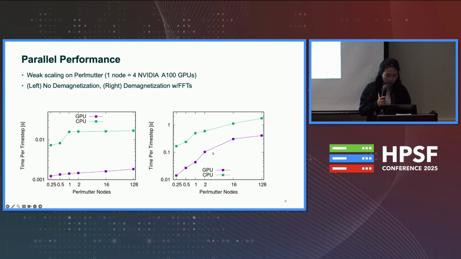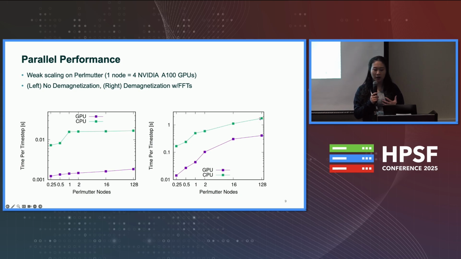And this is also the weak scaling, my bad. Both of these are weak scaling, but the right one has the FFT demagnetization calculation. So without the FFT, the weak scaling has been pretty perfect, flat, right? But with the FFT calculation, scaling is not that good. You can see some linear trend increase in the time per time step.